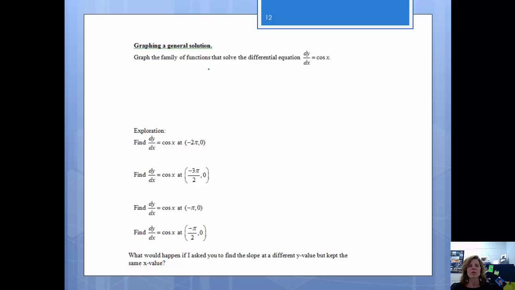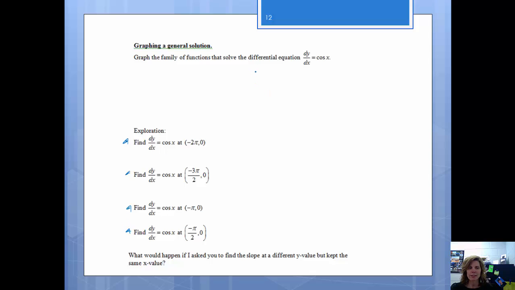Directions on this exploration say to graph the family of functions that solve the differential equation dy/dx is equal to the cosine of x. So this is something that we should be familiar with. We've been separating variables, so we could easily do that. But what I'd like you to do is to see what happens when we do something that's called the slope field. So what we're going to do is find each of these things, and then we'll see how a slope field is connected.